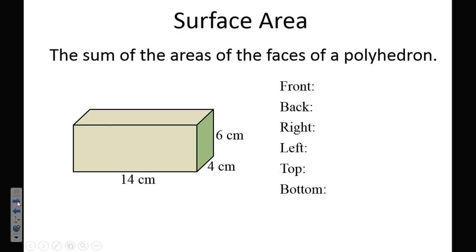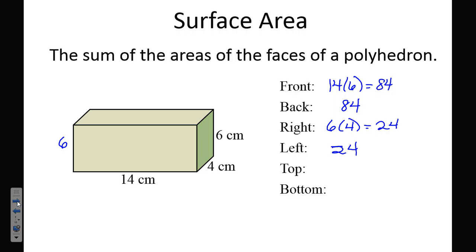Okay? So for the front, what are we going to do? We're going to find the area of the front by taking 14 times 6. So even though this is listed as the back, it's also the same as this side. So back and front will be the same. 14 times 6 is 84. 84 for both. The right side has dimensions that are 6 times 4. 6 times 4 is 24. It will have the same surface area as the left.